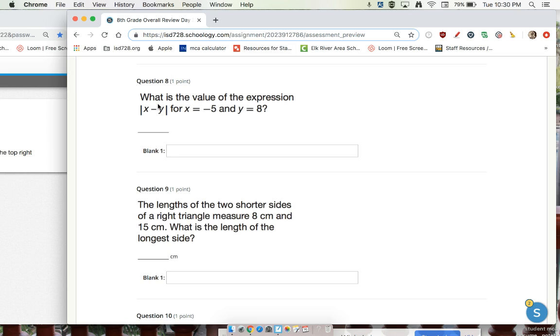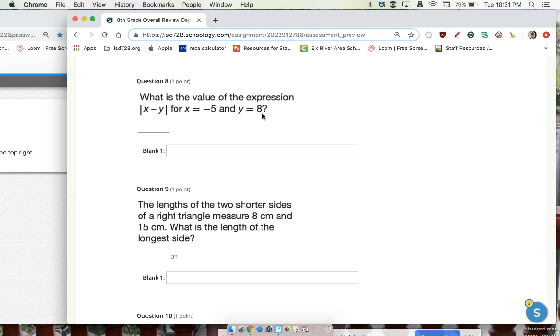The absolute value, that's what these straight lines represent, absolute value, which means how far from 0. So what is the value of the expression? The absolute value of x take away y, for x is negative 5 and y is 8. So I want to subtract these two and then say how far from 0.